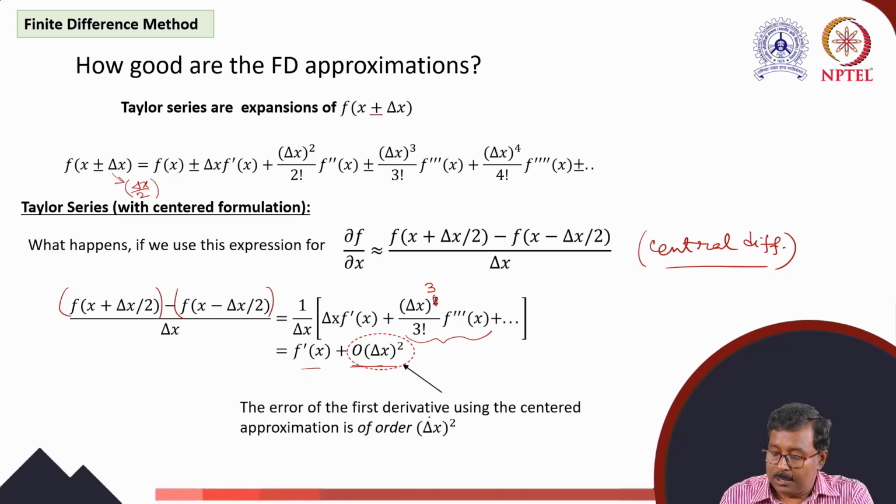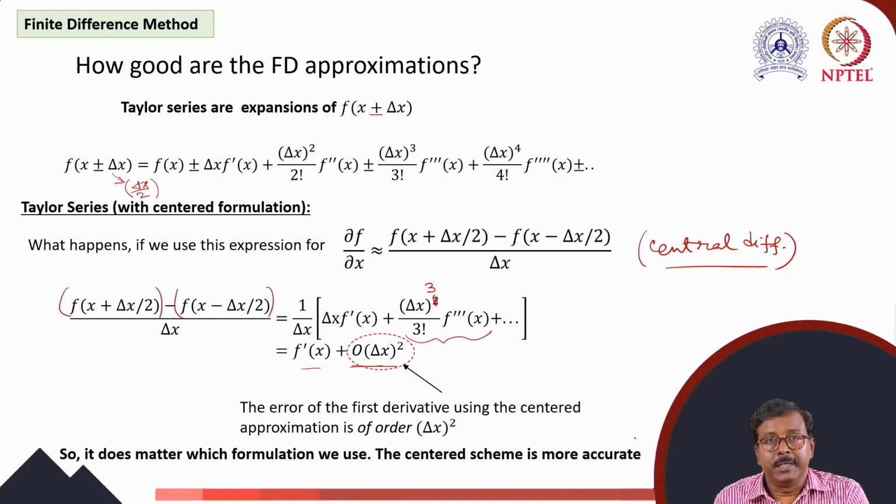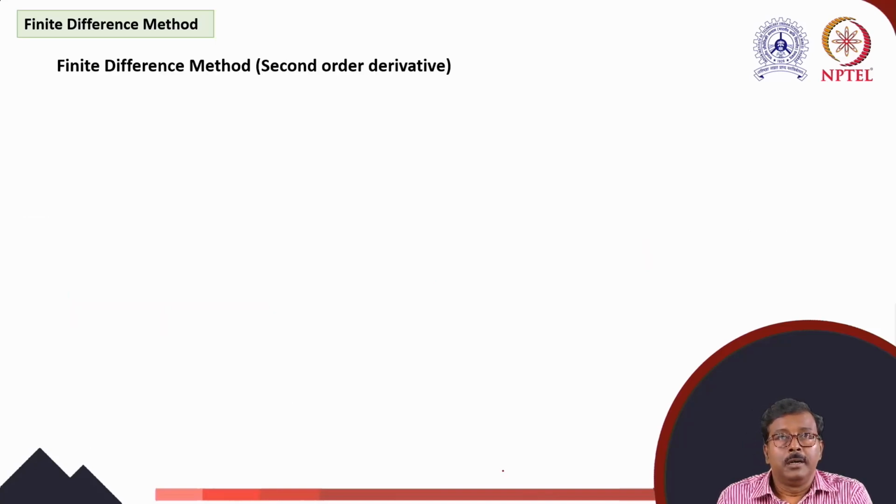So this is of the order of delta x square, and this first derivative for the central difference technique is more accurate compared to the forward difference technique. This is the summary: the centered scheme is more accurate. Now, what is the second order derivative? We have so far discussed the first order derivative, but what is the second order derivative?